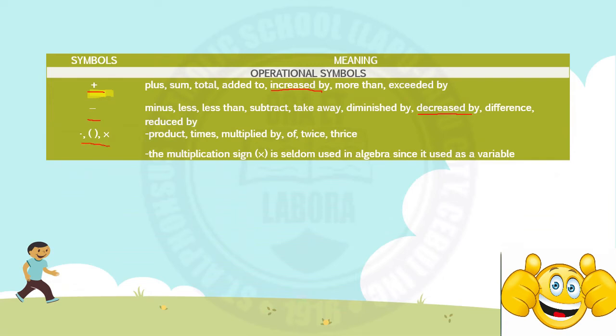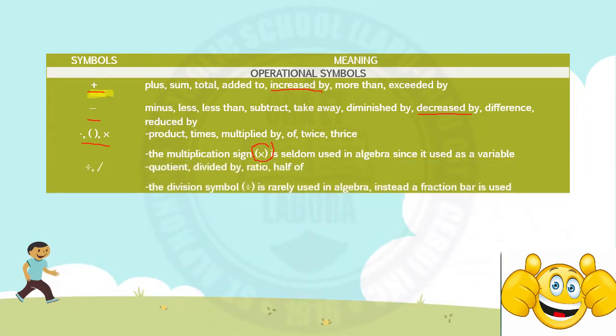This symbol: product, times, multiplied by, of, twice, thrice. The multiplication sign like this is seldom used in algebra since it is confused with our variable x. That's why this symbol is seldom used.